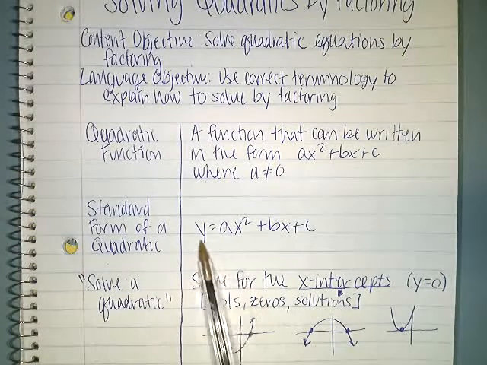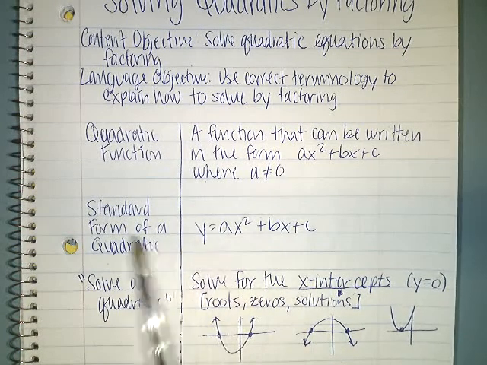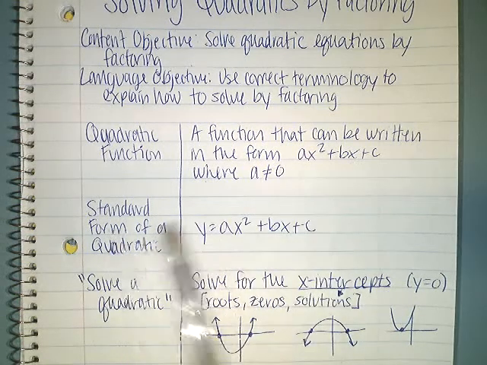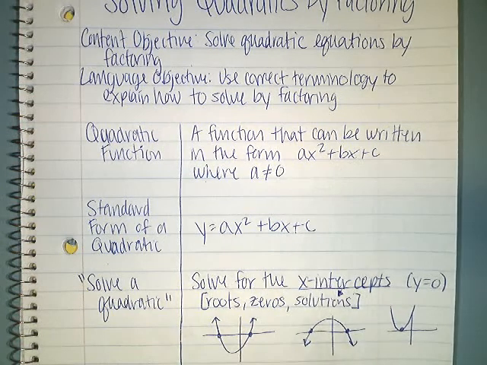Standard form of a quadratic is our next thing, and that is y equals ax squared plus bx plus c. So this is where we're starting to get into the equations once we add the y equals part. So that's where we're going today. We're taking what we've been working with and now just making it into an equation.